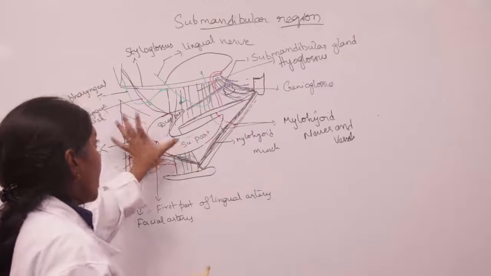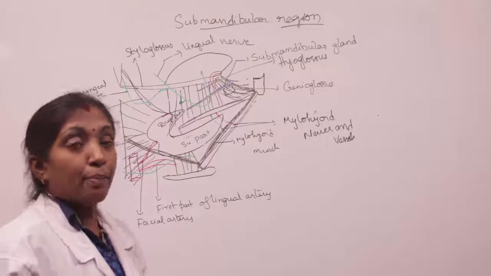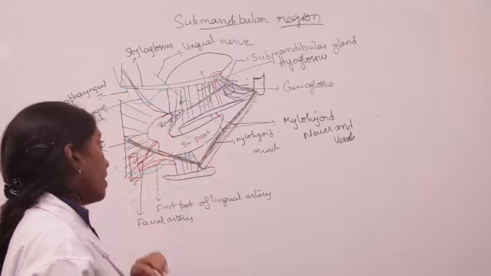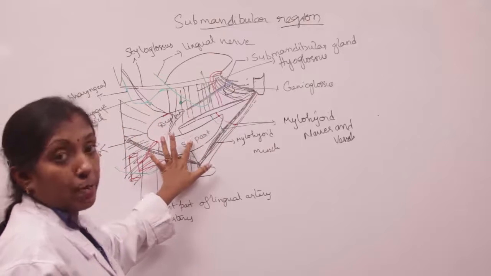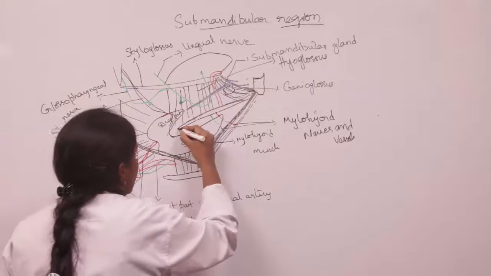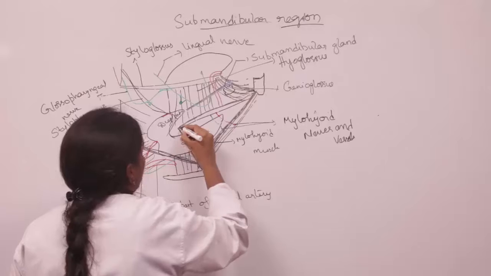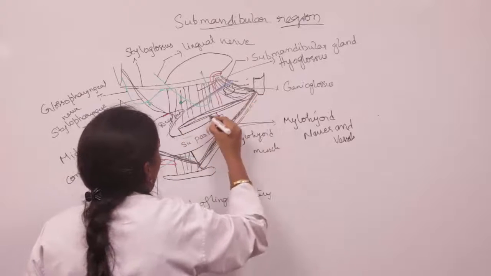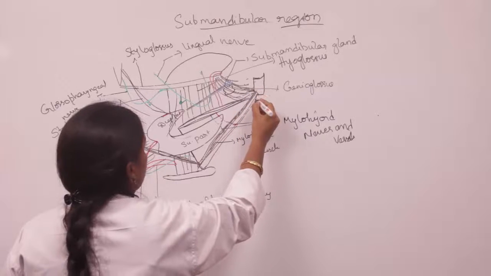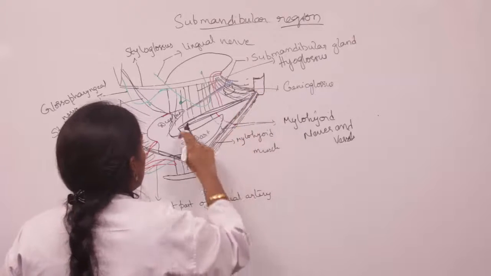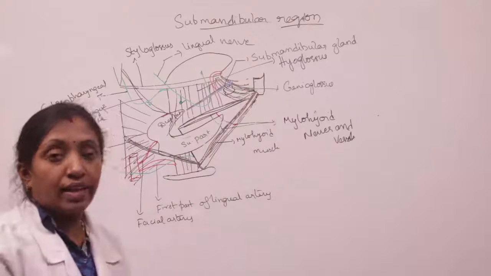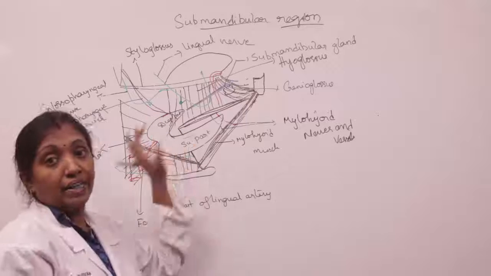The submandibular gland is a walnut-shaped gland. It consists of a superficial part and a deep part along the posterior border of the mylohyoid. Look here, this is the mylohyoid muscle. So along the posterior border of the mylohyoid, the gland divides into a superficial part and a deep part.